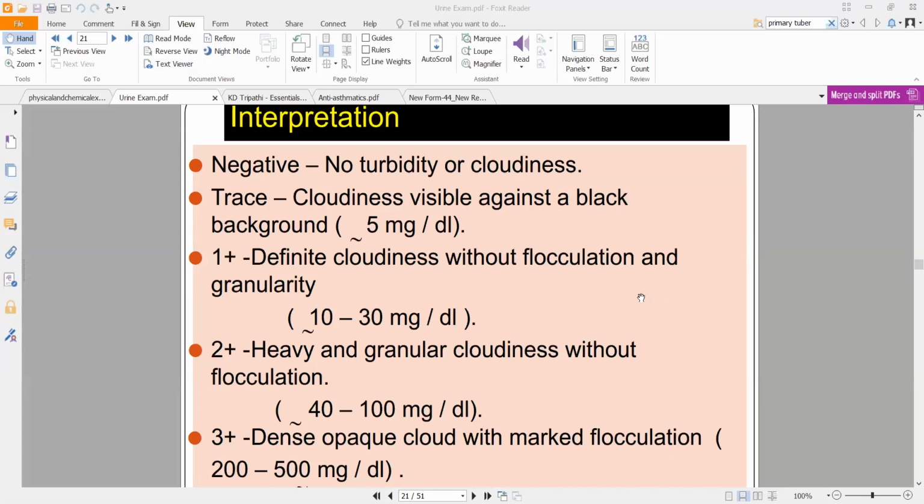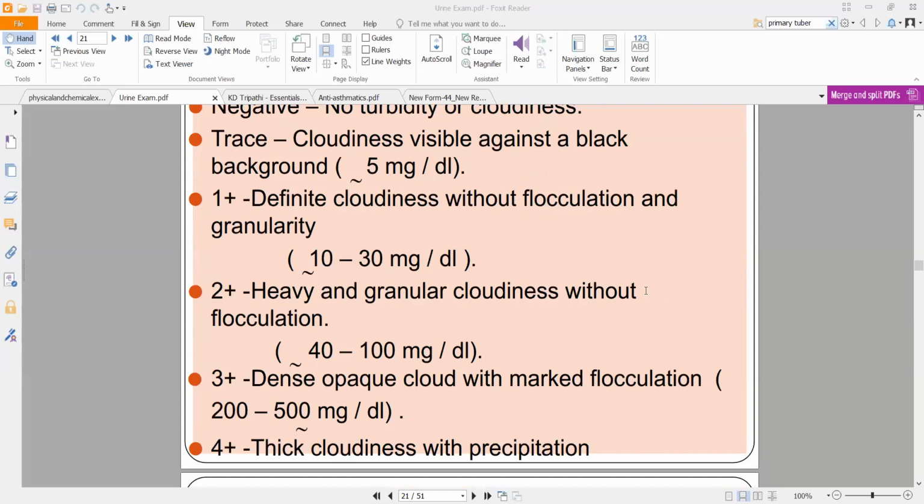From here on out you will be assigning points, +1, +2, +3, +4, based on how much turbidity you see. If you see definite cloudiness without flocculation, flocculation is basically, have you ever given or used a suspension in a hospital, like cough syrup or anything in suspension form, where you have to shake it thoroughly, then administer the drug to the patient? It's generally a syrup-like substance, but it is a suspension, a different pharmaceutical form.